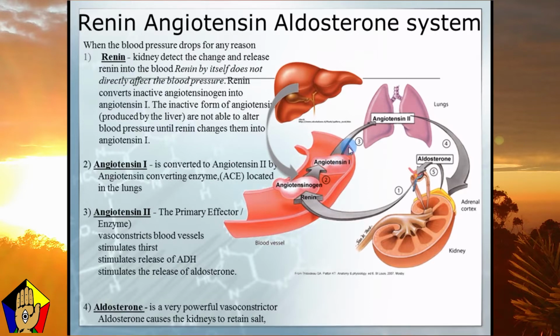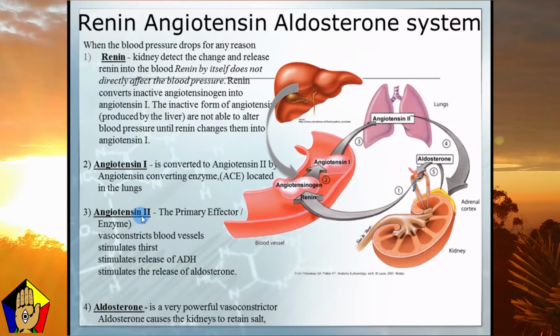So it has to go all the way up to the lungs where it meets something called angiotensin converting enzyme, or we call it ACE. And then that ACE turns angiotensin 1 into angiotensin 2, and that's when it hits the fan. So angiotensin 2 is an extremely powerful blood pressure increaser. I call it really powerful because it does this in lots of different ways. So angiotensin 2, one thing it does is it goes straight to your blood vessels and starts constricting them. So it's raising your blood pressure.